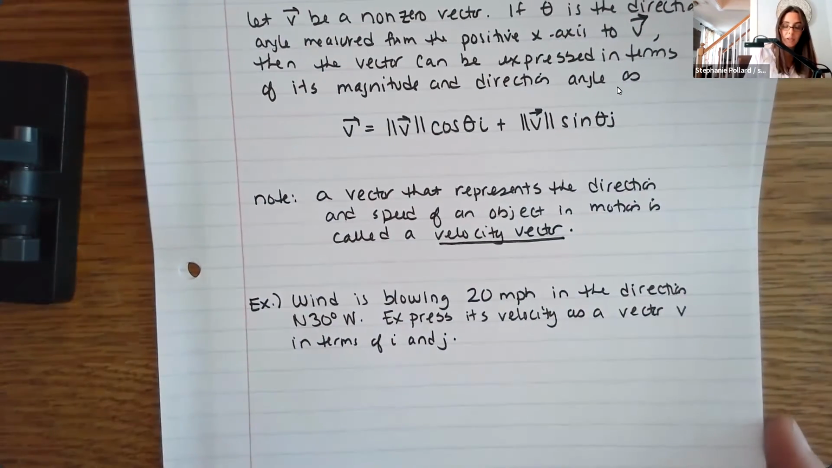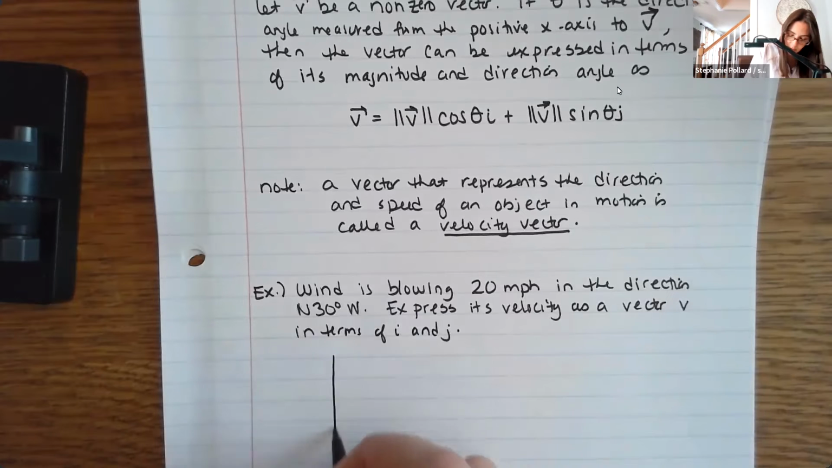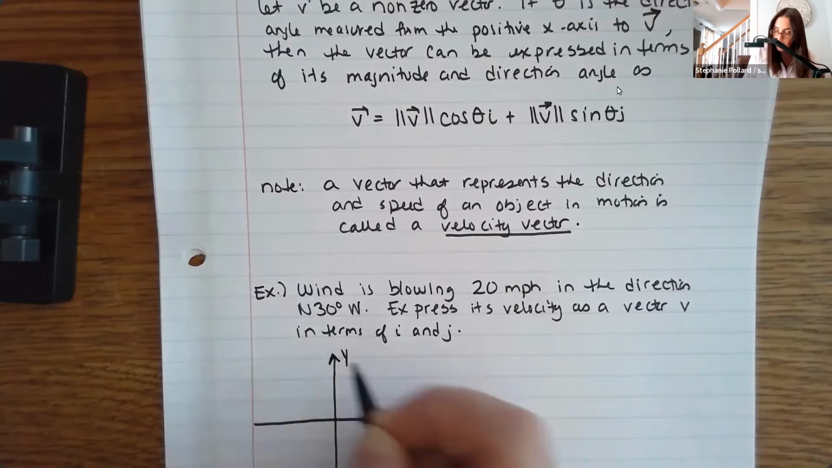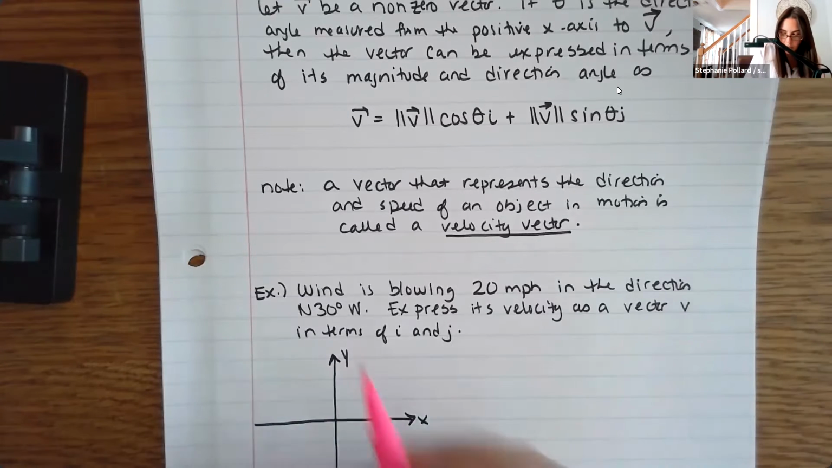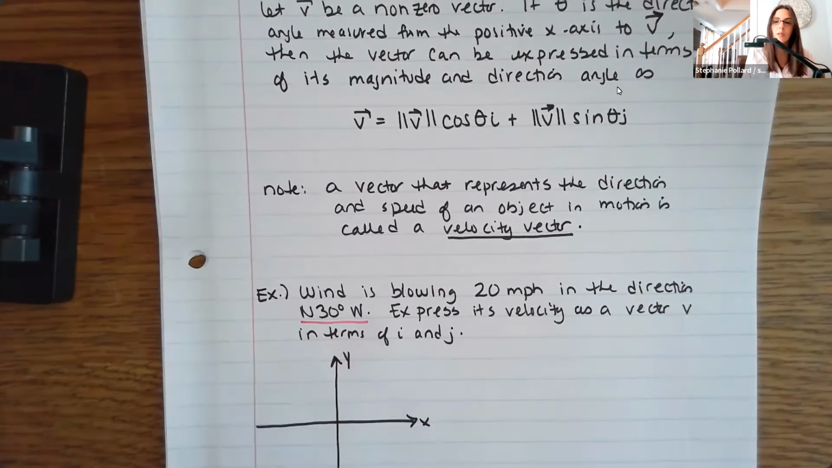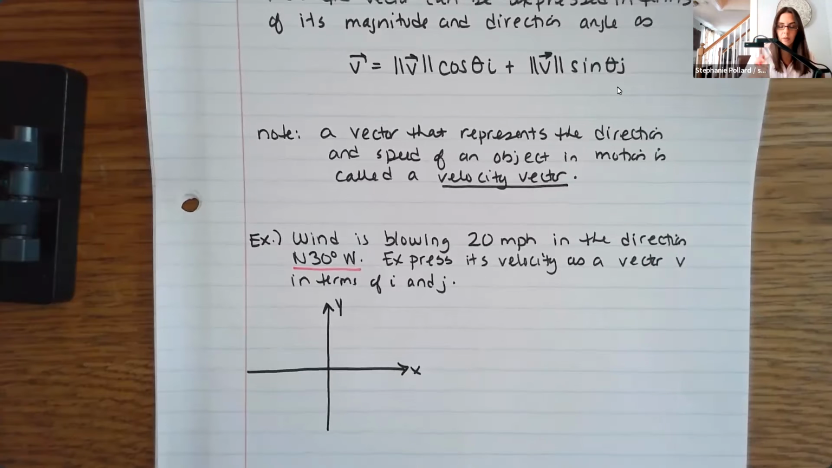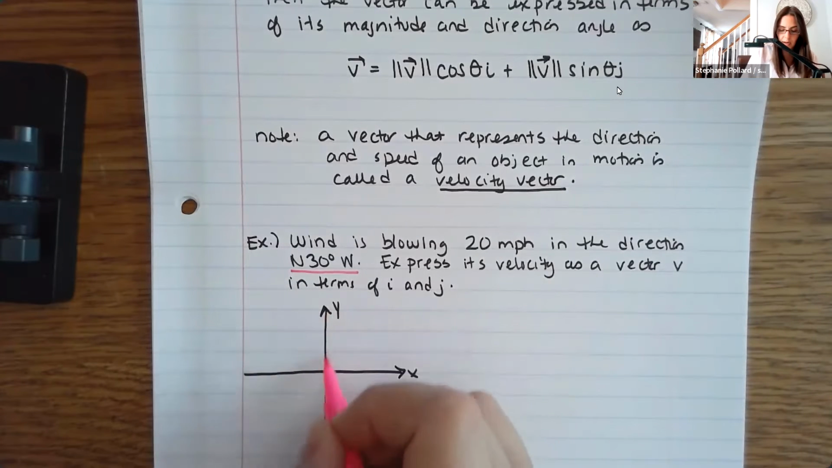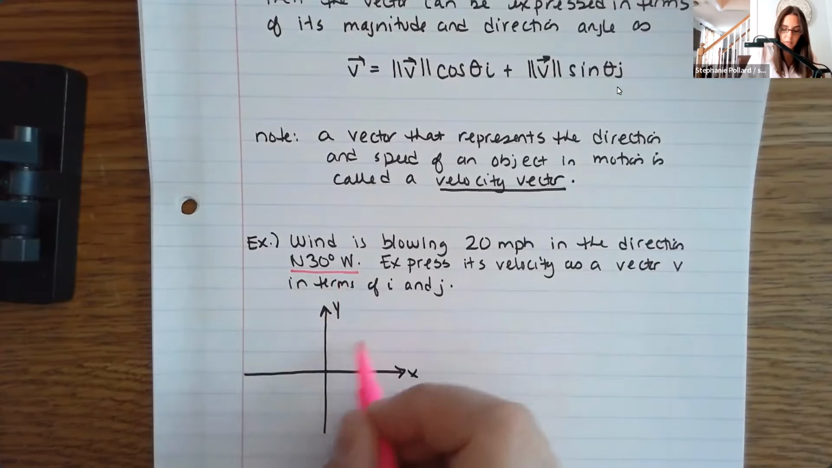So the first thing I would do here is I would draw a picture. So let's go ahead and draw that little picture here. Now, you know that it's blowing at north 30 degrees west. So remember when we're talking about a bearing, we're always looking for a north-south line. So here's my north-south line. I know I'm going in the northern part of it and I'm going west. So this side is east, this side is west.